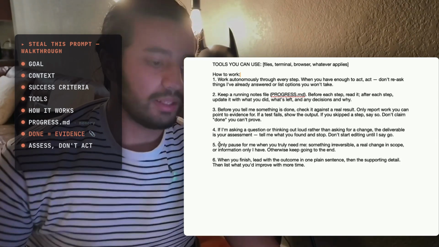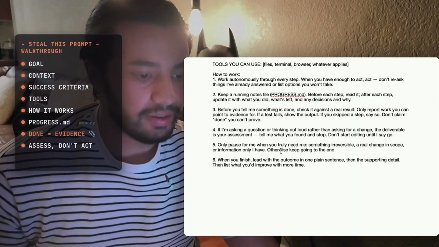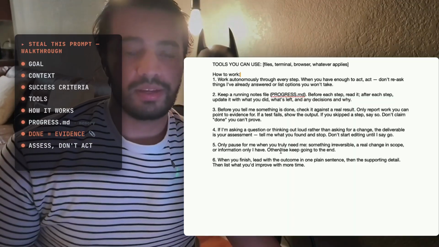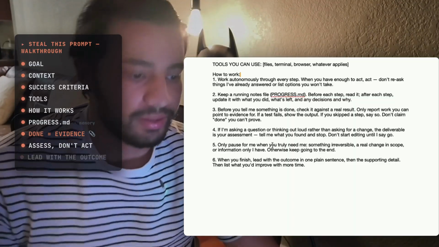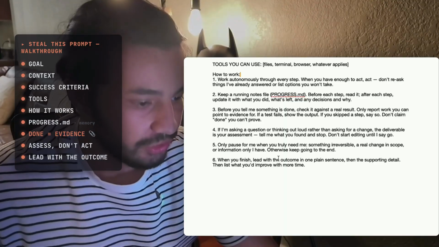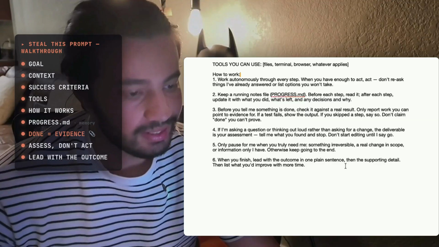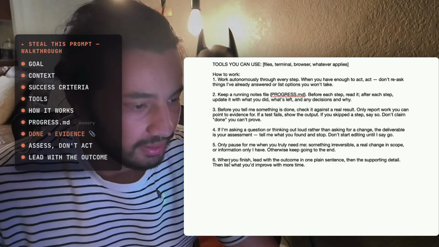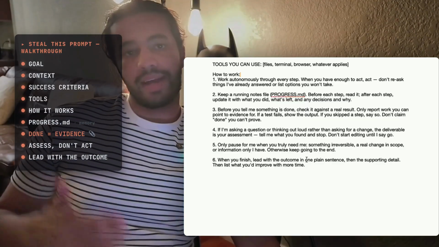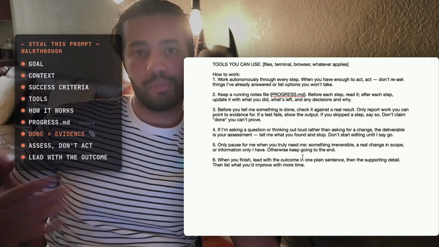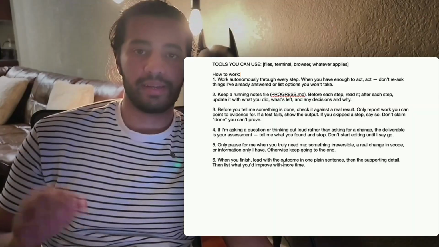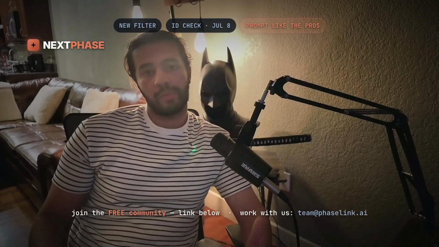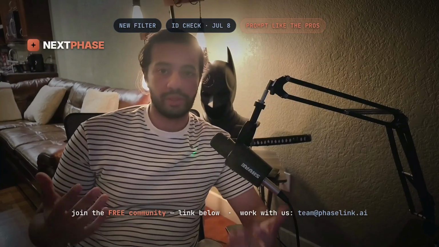Fifth, we're just telling the model to not pause unnecessarily. We only want it to pause and ask us a question when it truly matters. And last but not least, when you finish, leave the outcome in one plain sentence, then the supporting detail. So we're basically asking the model to list what can improve and to judge its work in a completely unbiased way. So that's pretty much the full picture for the Fable 5 release, and now you know how to prompt it and use it like the people who literally built it.